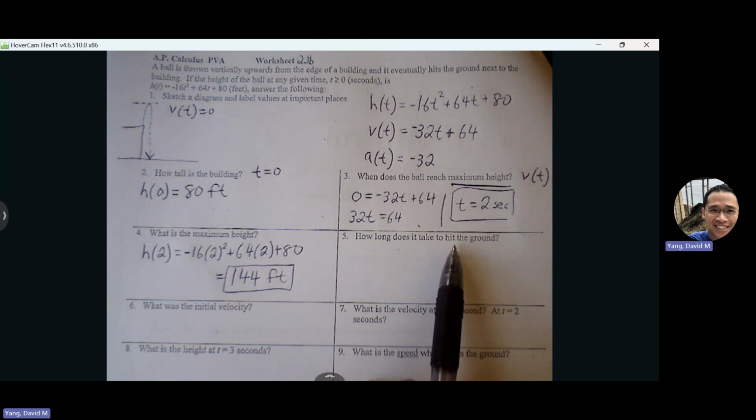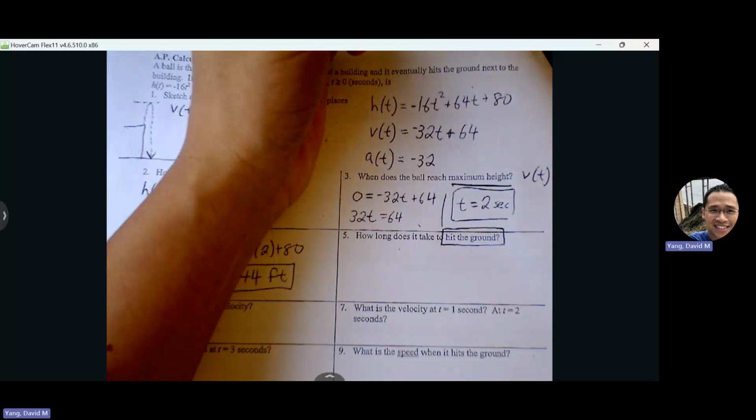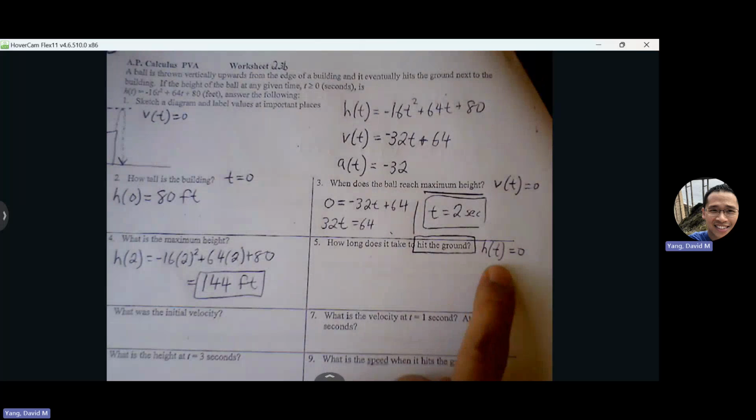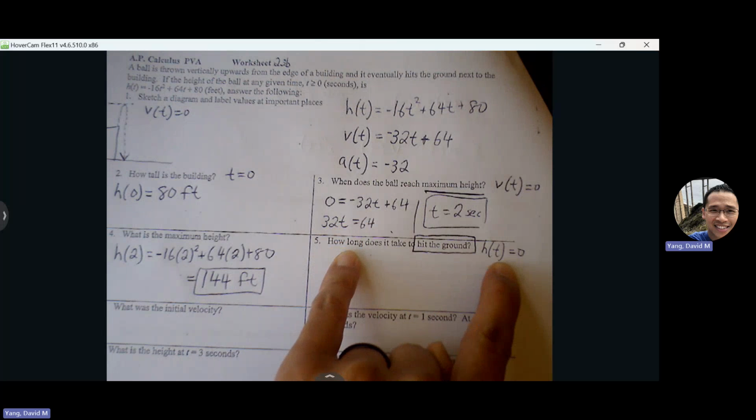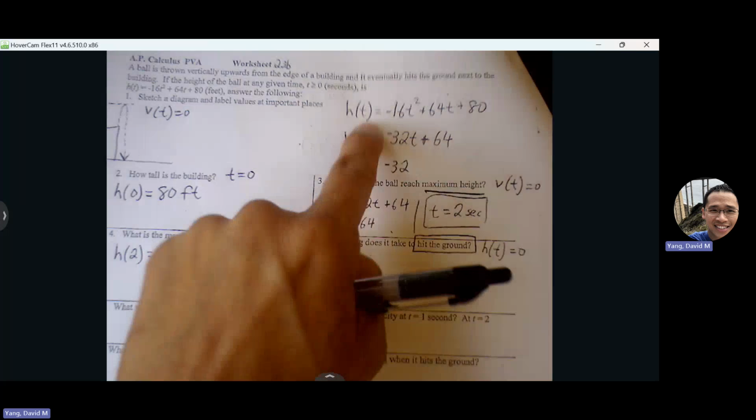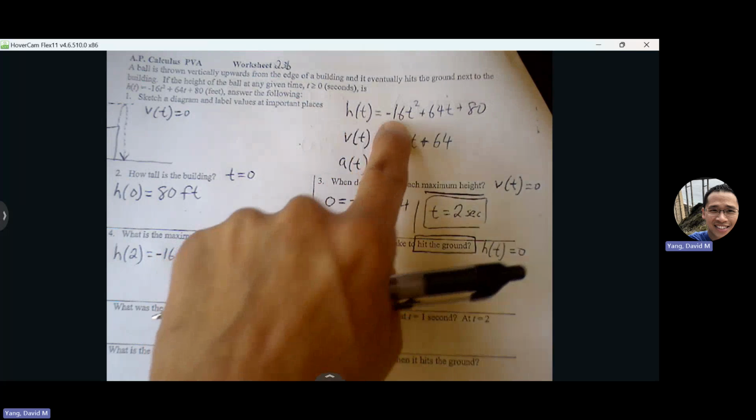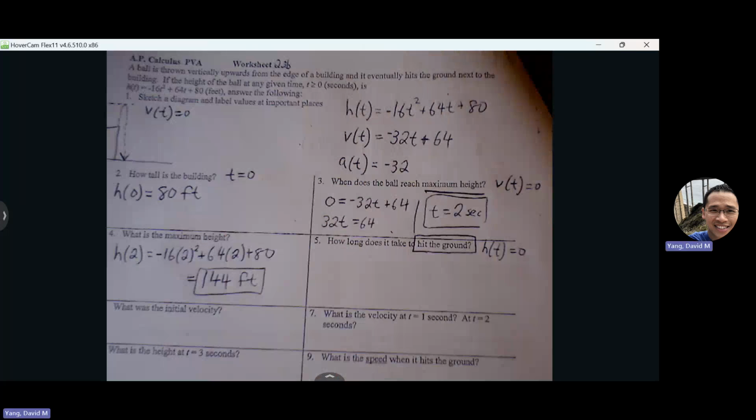How long does it take to hit the ground? So hitting the ground, that's a location, right? That is when the height is what? Height of the ball is 0. So we're going to use the location of the ball to figure out how long it takes to hit it. So we can replace 0 in for height and then solve for t.